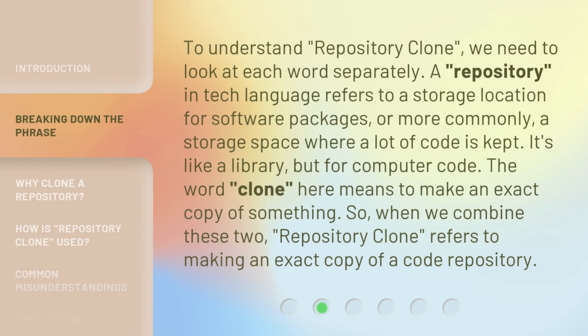To understand repository clone, we need to look at each word separately. A repository, in tech language, refers to a storage location for software packages, or more commonly, a storage space where a lot of code is kept. It's like a library, but for computer code. The word clone here means to make an exact copy of something. So, when we combine these two, repository clone refers to making an exact copy of a code repository.